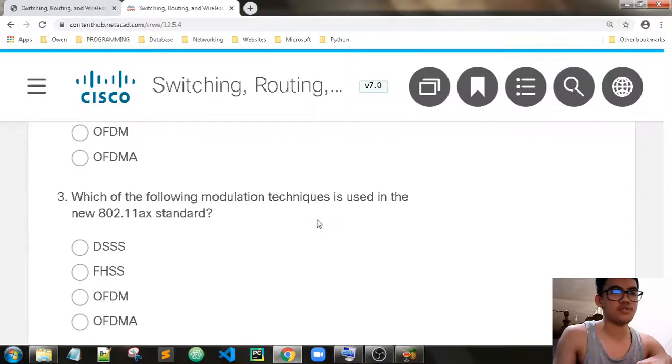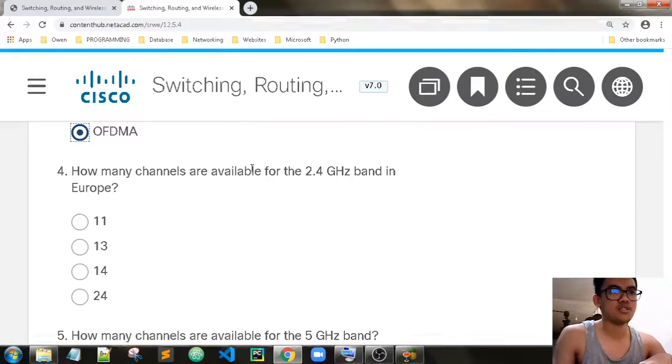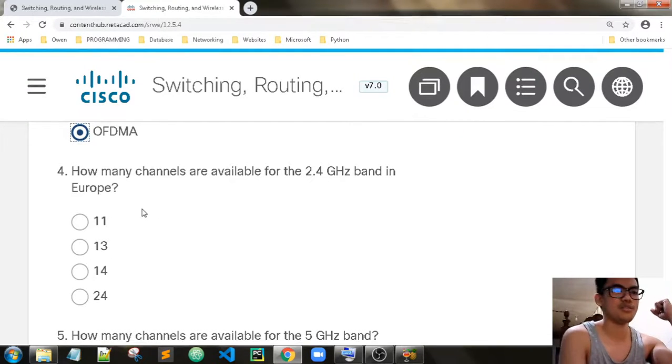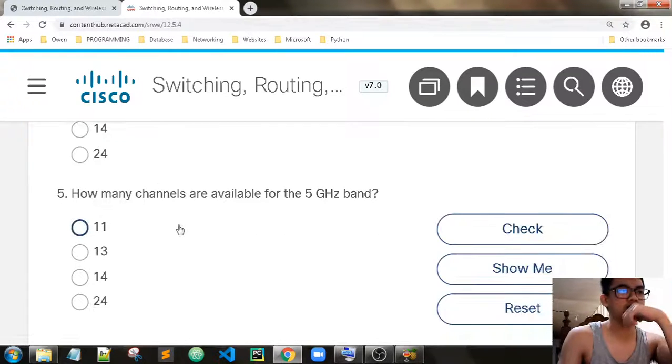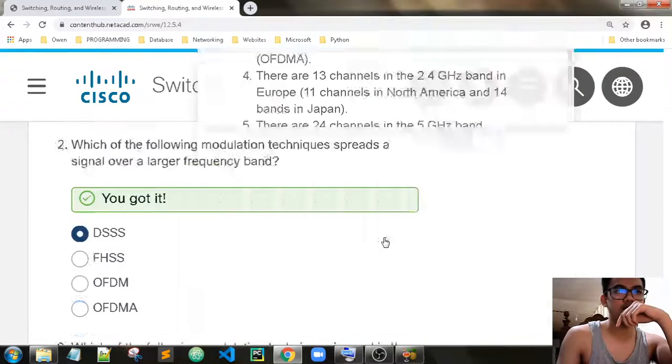Next, which of the following modulation techniques is used in the new 802.11n standard? We are using OFDM, as far as I remember. How many channels are available for the 2.4 GHz band in Europe? I remember 13 or 11 or 14, but not 24. So I think it's 13. How many channels are available for the 5 GHz band? Okay, we have correct answers.